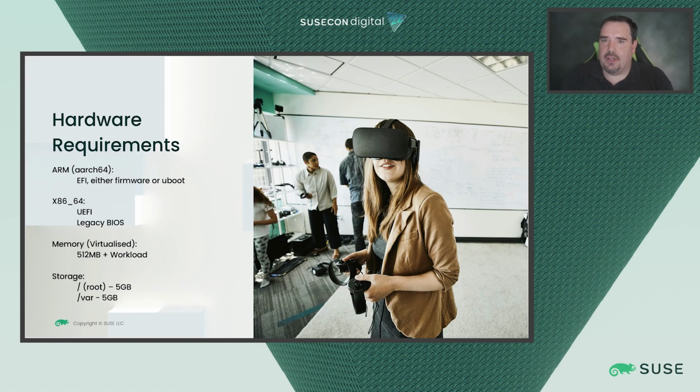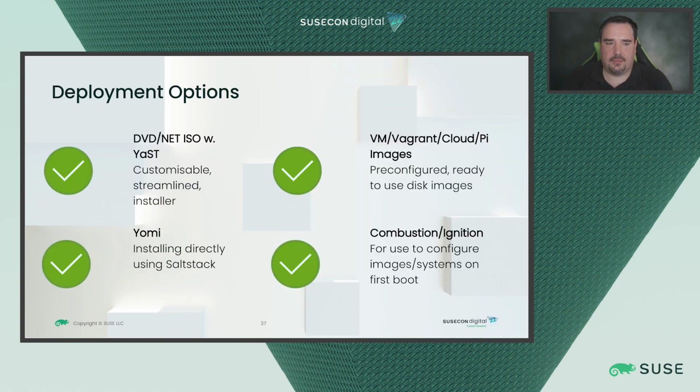And then those pre-made images are expected to be updated and configured on their first boot using tools called Combustion and Ignition. Ignition comes originally from the CoreOS space and was intended as a sort of partial replacement for Cloud Init.